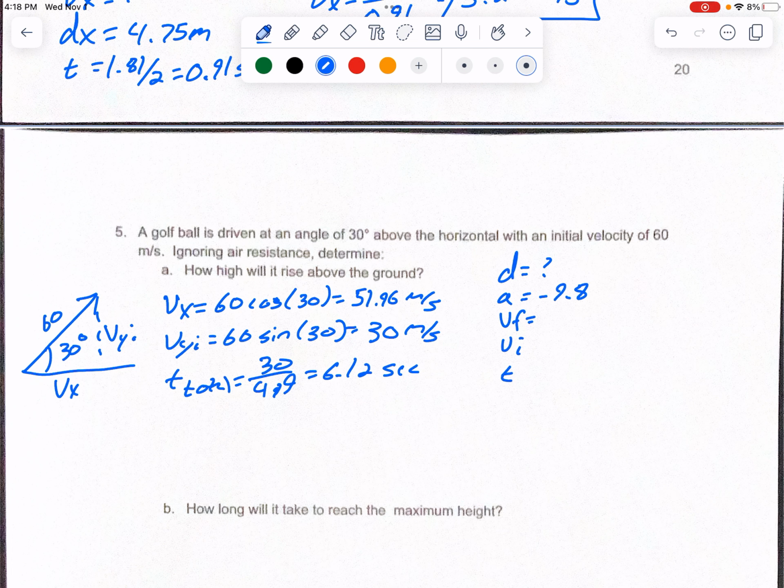VF, this is where you've got to be careful. When you launch something up, it's got to go and go and go until it stops. So that means your final velocity is going to be 0. Now, you've got 2 options here. I always go with the VYI. I already know it, it's 30. I just plug it in.